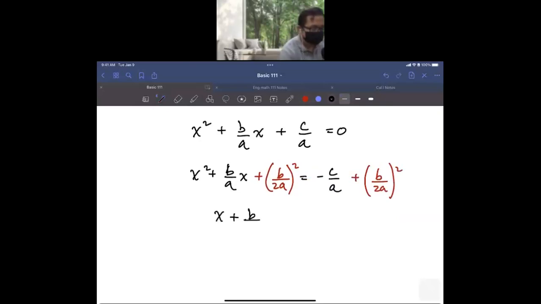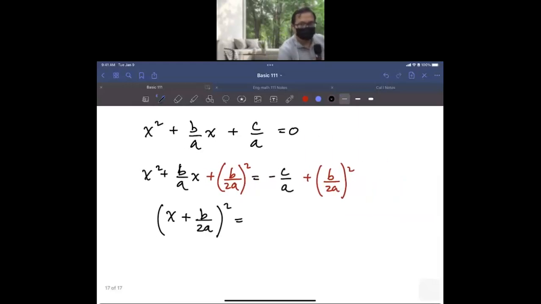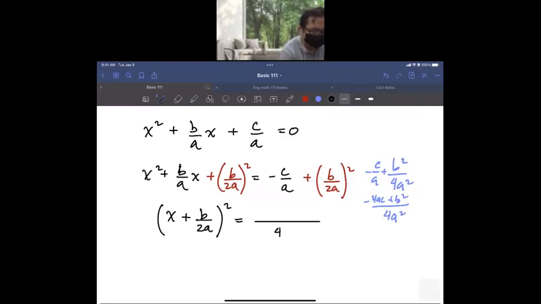Now this we can write as x plus b over 2a and then squared. Now we can also write this b squared as b squared over 4a squared, right? And let's just add minus c over a. Let me write on the right side here, just to give you an illustration. So we will have 4a squared minus 4ac plus b squared, right? So we can write that over here.